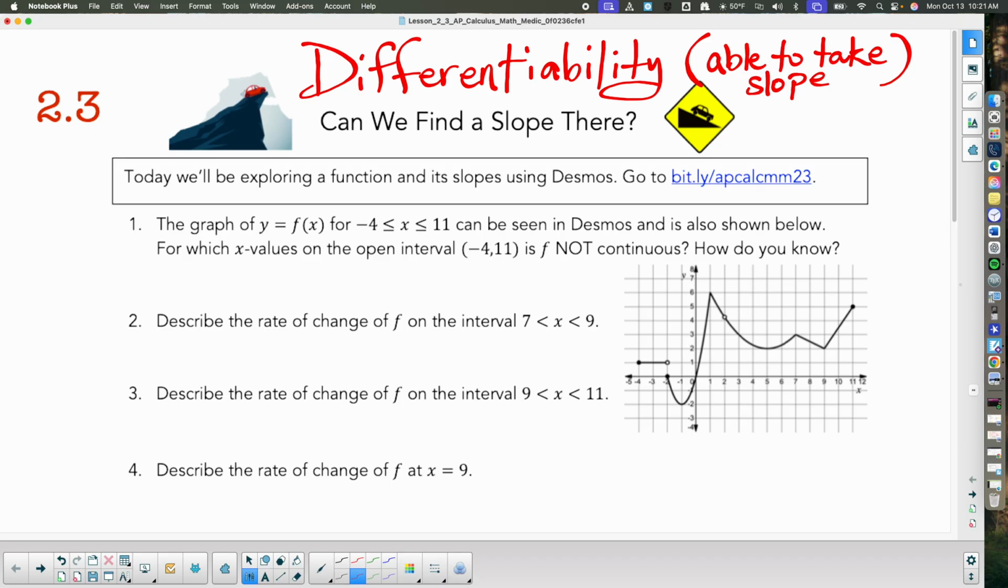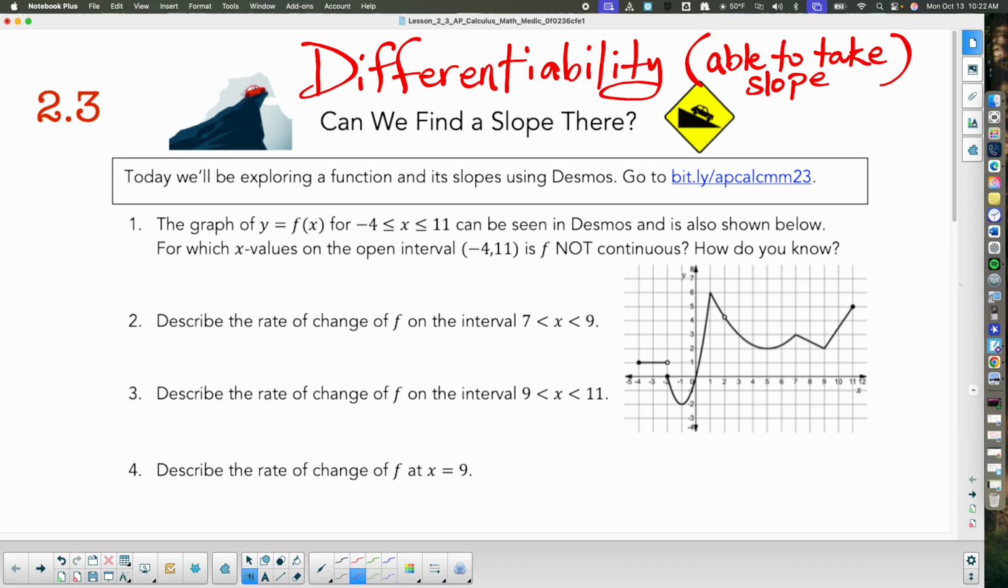Okay, so differentiability is the word that means, are we able to find the differential? And differential is the other word that is used for derivative. I don't know why they have multiple words that mean the same thing. But essentially, differentiability is the common term for, are you able to take the derivative?